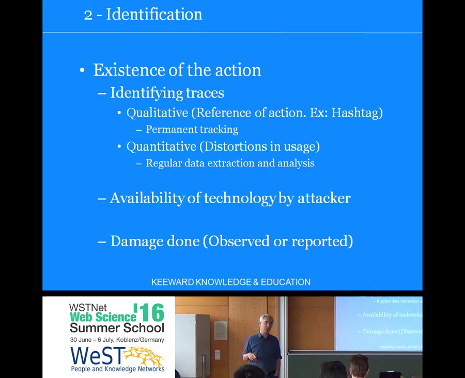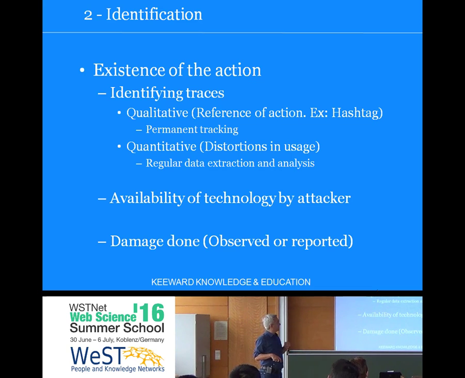Then the second job is to identify the existence of the action. So you have to identify the traces, because sometimes people talk about an action, but you don't know if it really took place, or if you can verify exactly what has been going on. And you can use two approaches. First approach is quality. You can look for a hashtag, you can look for a reference somewhere, or you can do permanent tracking of a special account or a hashtag. So it's something that you have to look for.